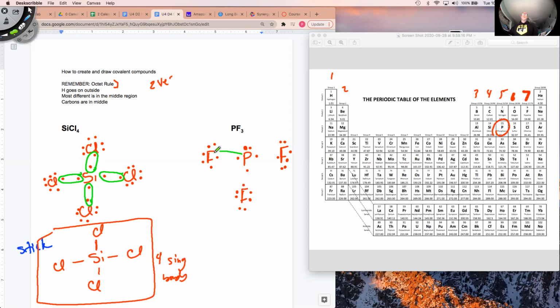So then fluorine has 7, now has 8 because 2, 4, 6, 8. This fluorine now has 8 because 2, 4, 6, 7. Borrow or share one more. Now fluorine has 8. What about the phosphorus? Well, the phosphorus, if we take a look, has all of these, 2, 4, 6, 8. So the phosphorus is an octet. Fluorines are octets, and they're all set.